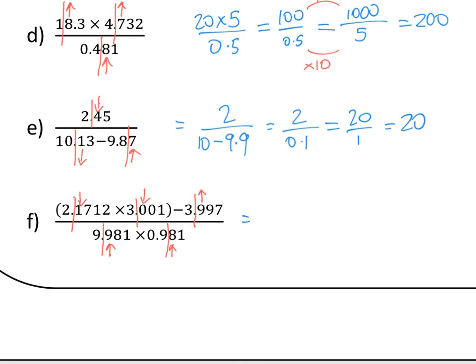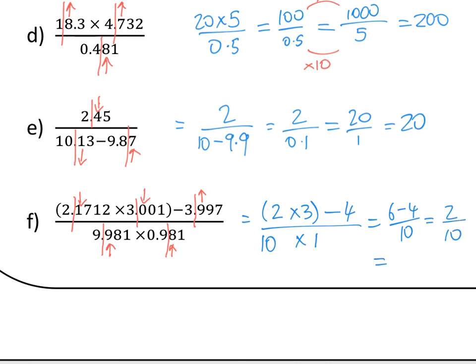So what we've got then is bracket 2 multiplied by 3, close bracket, take away 4, so 3.9 rounds up to 4. Divided by 9.9, the 9 means we round up to a 10, multiplied by 1. So the 0.98, the 8 means the 9 will round up, and that will round to 1. So brackets first, 2 times 3 is 6, take away 4 over 10, which is 2 over 10, which is either 0.2 or a fifth.